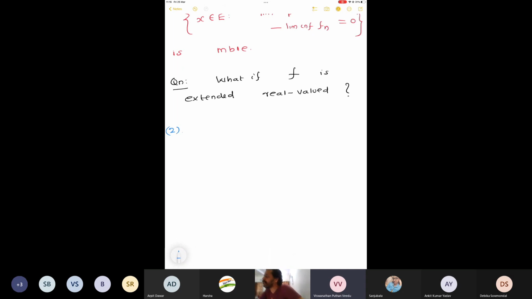Next question: monotone functions are measurable. I think I have mentioned it in the lecture yesterday. The simplest argument will be like this. Once the function is monotone, it is continuous almost everywhere. Okay. Monotone functions are continuous almost everywhere. And you know that if a function is continuous almost everywhere, then it is measurable.